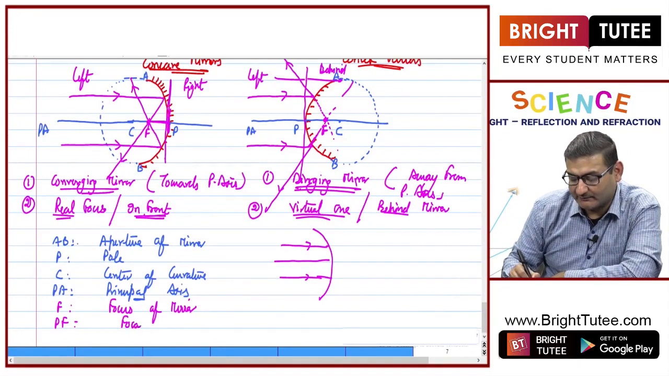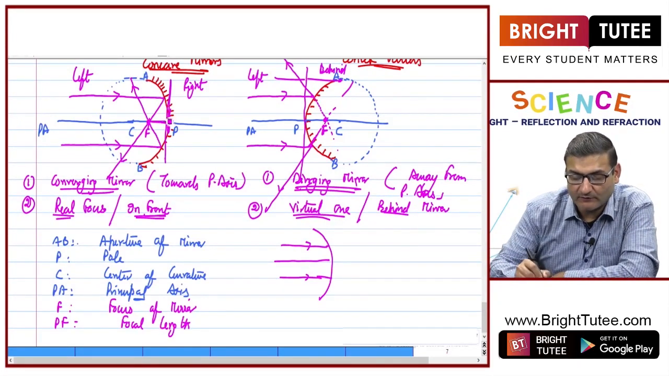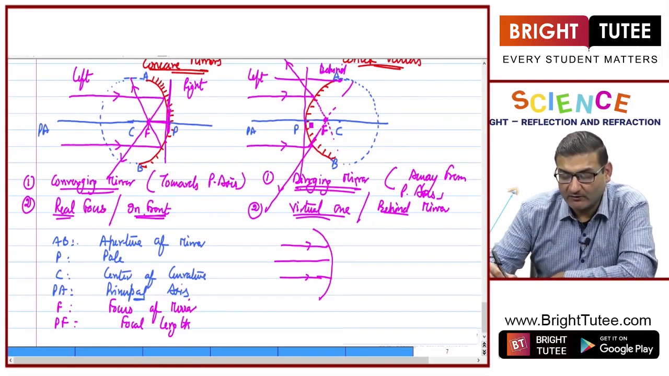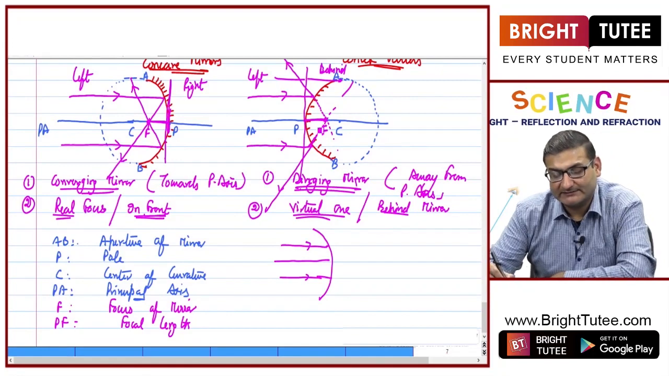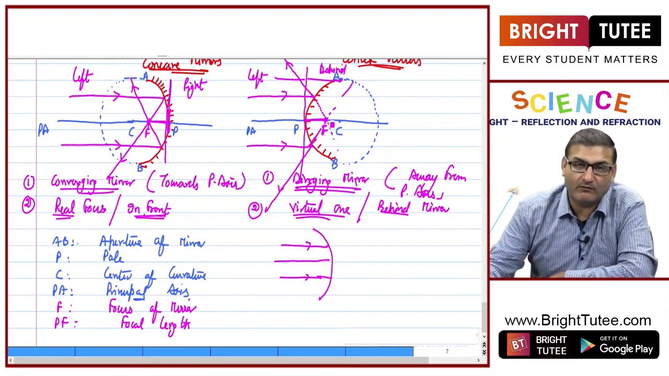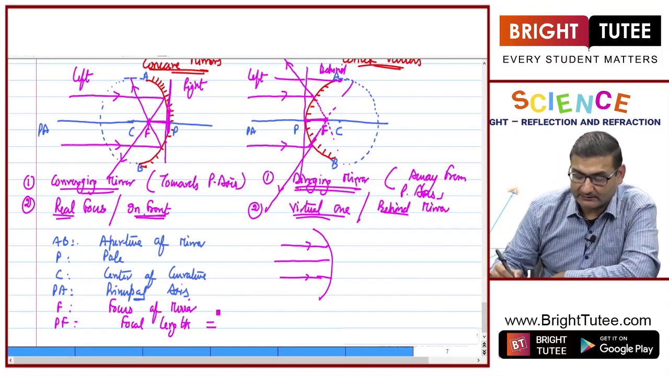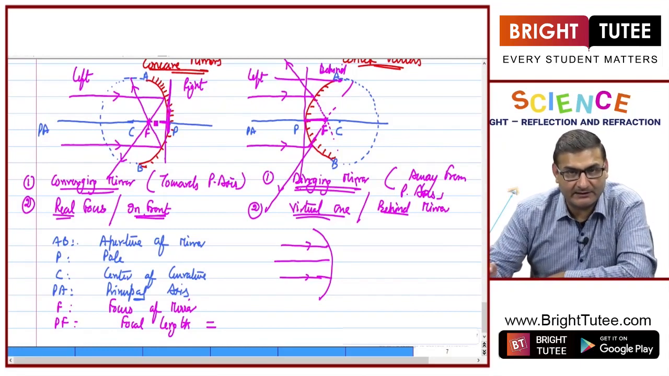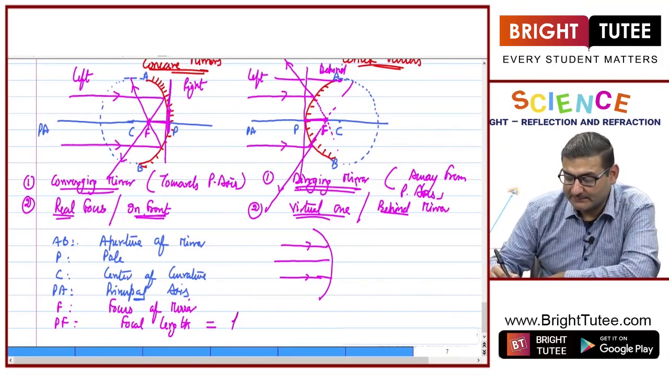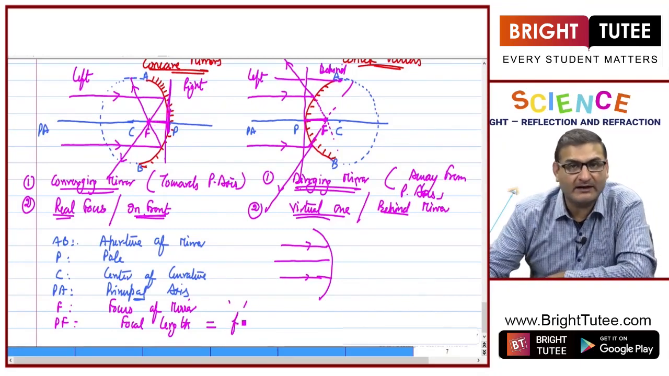Now, the focus F, the distance from the pole till the focus is known as the focal length of the mirror. So what is focal length? It is the distance of the focus from the pole, whether it is in the case of concave or convex. This is basically the focal length. The point was denoted as capital F, but the focal length is represented as small f.